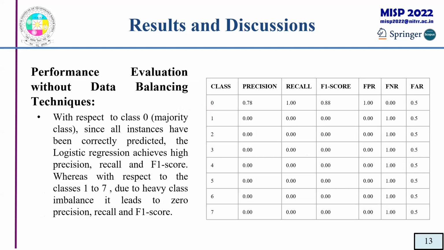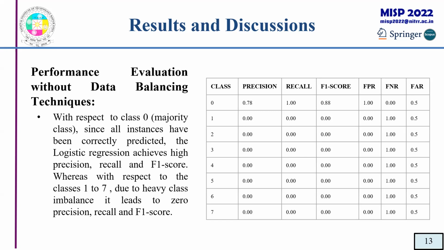And from this table, with respect to class 0, since all instances have been correctly predicted, the logistic regression achieves high precision, recall and F1 score. Whereas with respect to classes 1 to 7, due to heavy class imbalance, it leads to 0 precision, recall and F1 score. So this table clearly depicts that accuracy is not the right metric while evaluating a highly imbalanced data set.